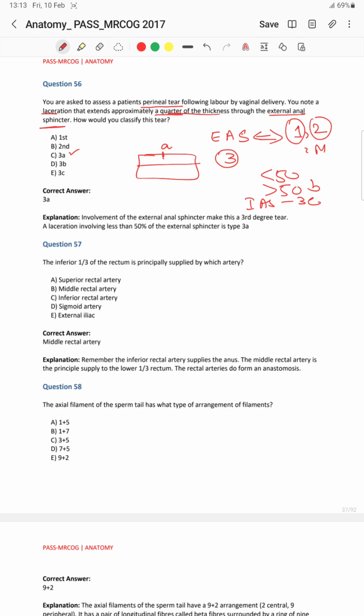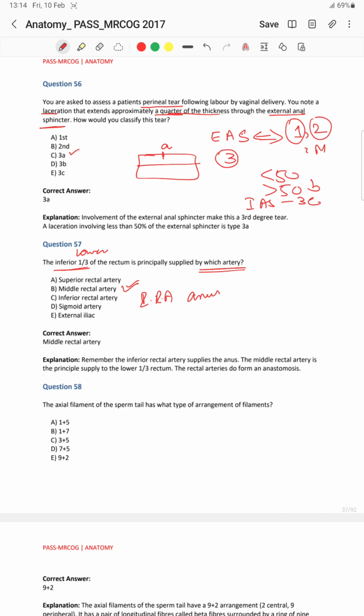The inferior one third of the rectum is principally supplied by which artery? It is the middle rectal artery which supplies the inferior one third of the rectum. And the inferior rectal artery supplies the anus. Remember, the inferior rectal artery supplies the anus, and the middle rectal artery is the principal supply of the lower one third of the rectum. It is the middle rectal artery which is going to supply the lower one third of the rectum.